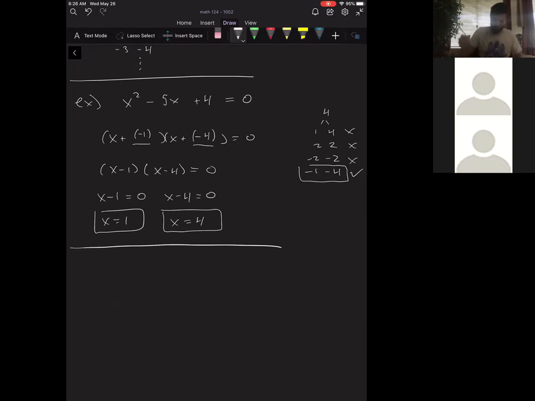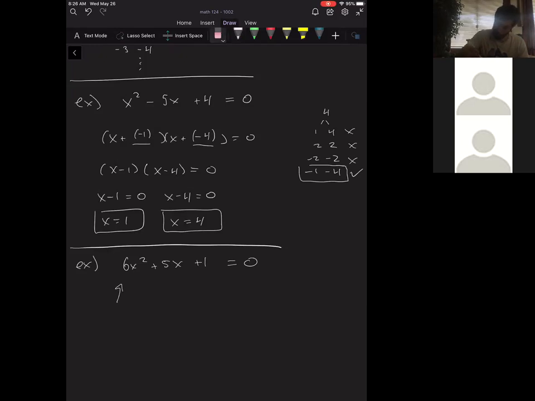Okay, so let's solve this one. 6x squared plus 5x plus 1 equal to 0. So now this one's a little bit different from the previous problem because we don't have a 1 in front of the x squared. We have a 6 in front of the x squared now.